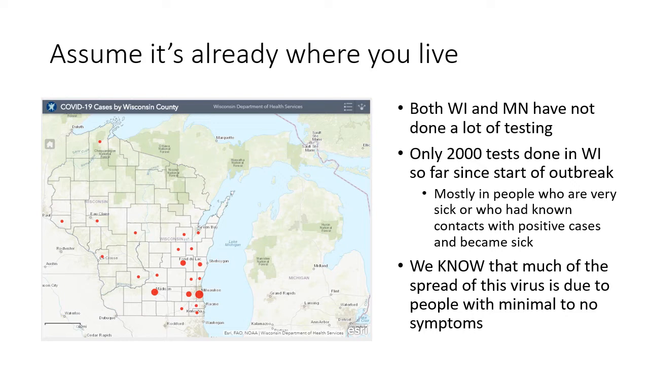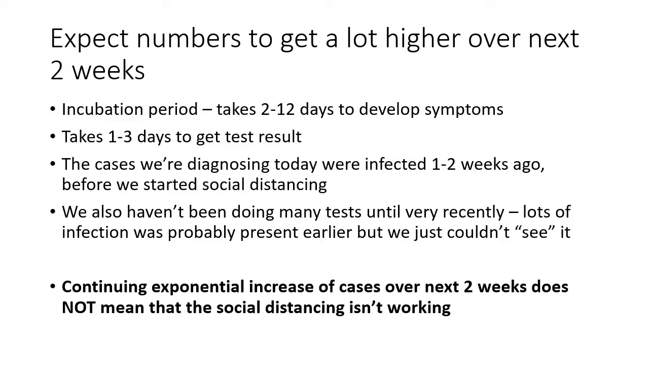But unfortunately, we know that much of the spread of this virus is done by people with minimal to no symptoms. So those are people who are not getting tested. Now, in an ideal world, we would be testing everybody or as many people as possible. But right now, there's a shortage of tests in this country, and so we can't do that. So the numbers that we are seeing are absolutely a huge underestimate of the total numbers of cases that exist. So we need to assume that this virus is already where we live, and that's why we're being so good about staying away from other people, washing our hands, and not going out.